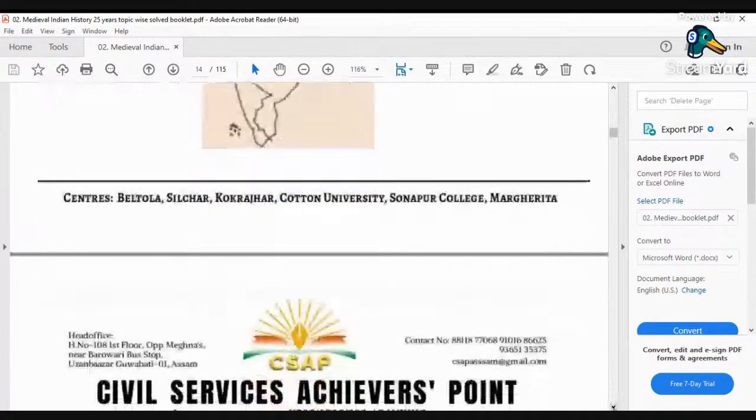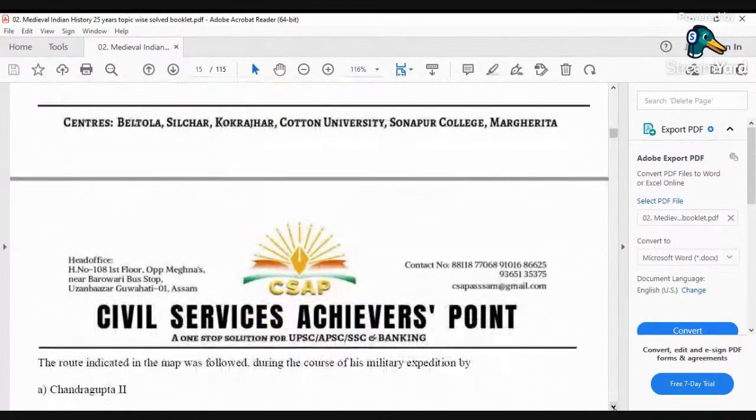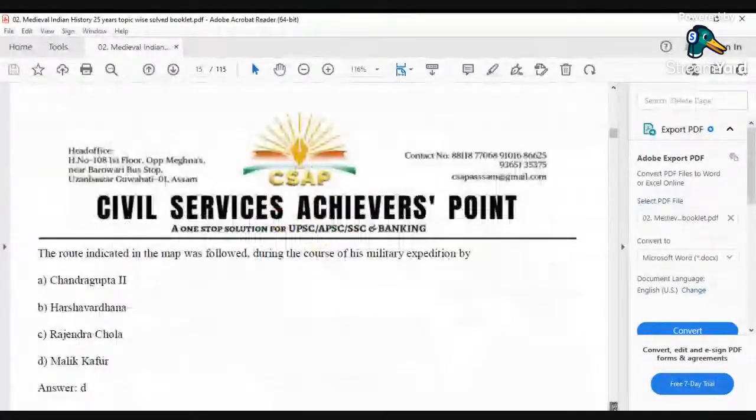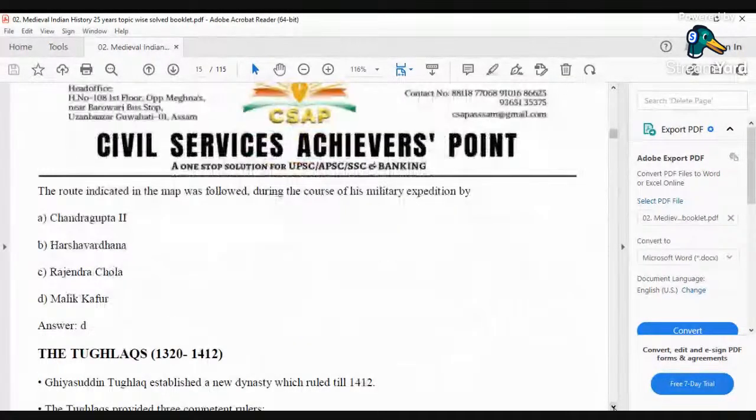In fact, he was defeated on the banks of the Narmada by none other than Pulakeshin II.